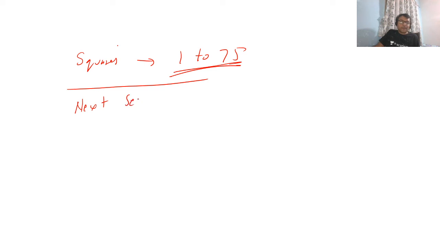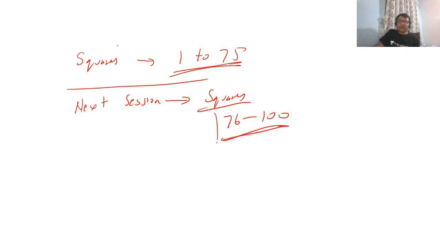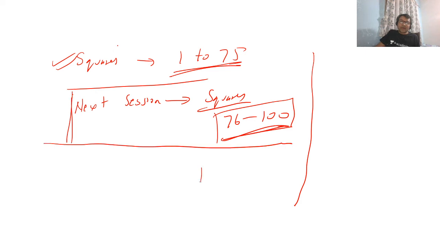So what we have done so far is that we have done squares from 1 to 75. How to find them fast? We will use the techniques. In the next session, what we will try to do is find squares for 76 to 100. Technique for finding squares from 76 to 100. After that, we'll do 101 to 125, and then we look at any further concepts on squares, and that should help. So we have learned squares from 1 to 75. Next session will be squares from 76 to 100. Further after that will be squares from 101 to 125.